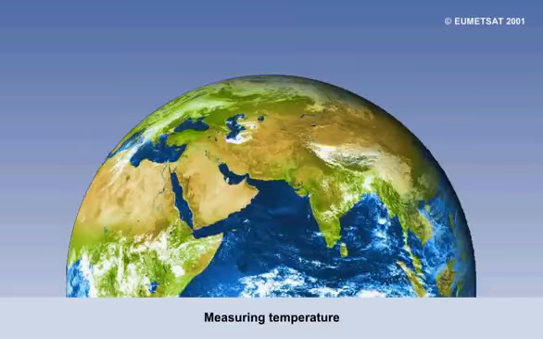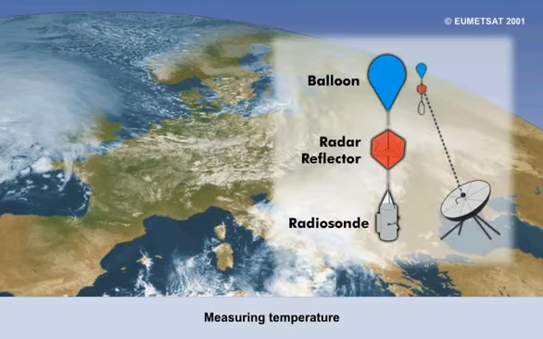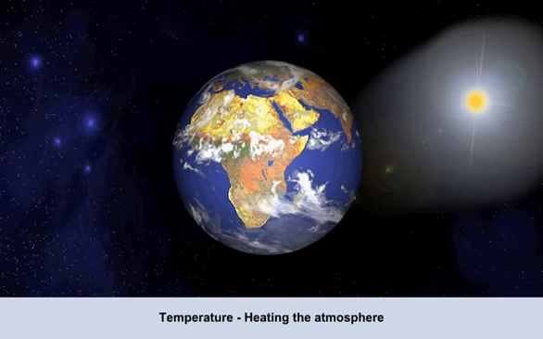For measuring the variation of temperature through the atmosphere, meteorologists use satellite imaging, radiosonde balloon ascents, and aircraft reports. All of these have their advantages and disadvantages. Let's now consider the practical implications of temperature in the atmosphere.